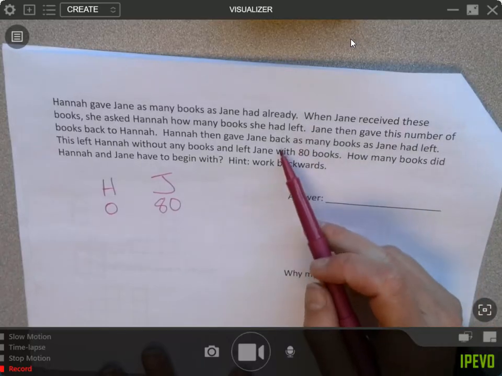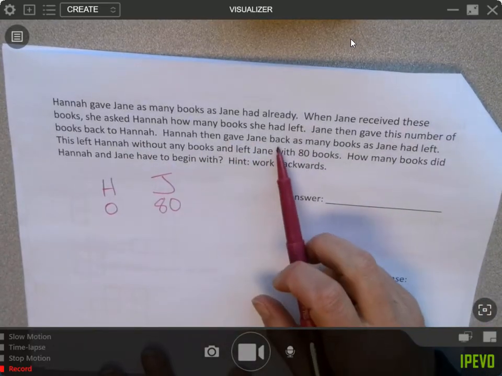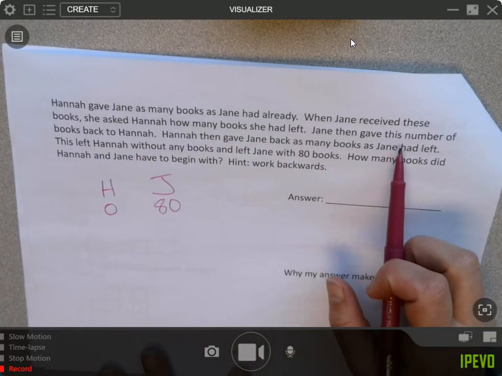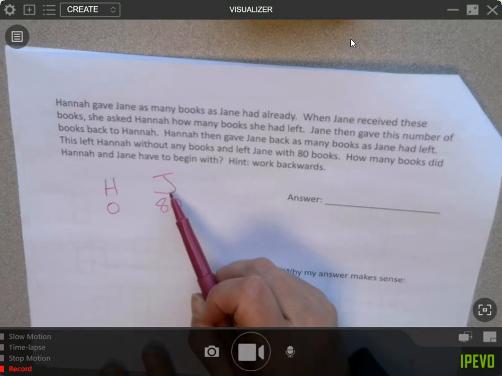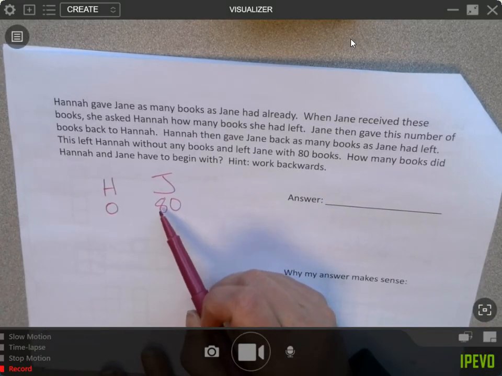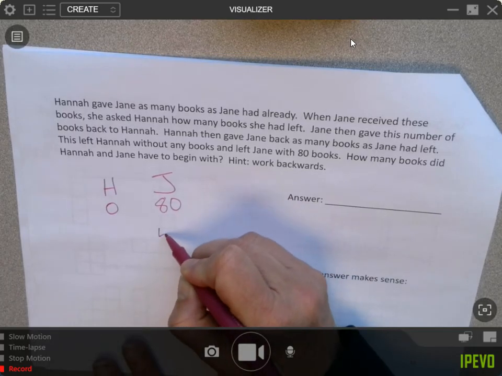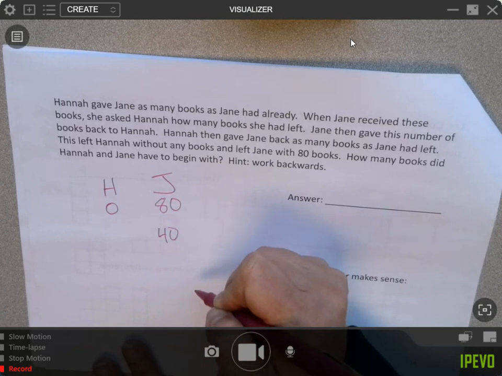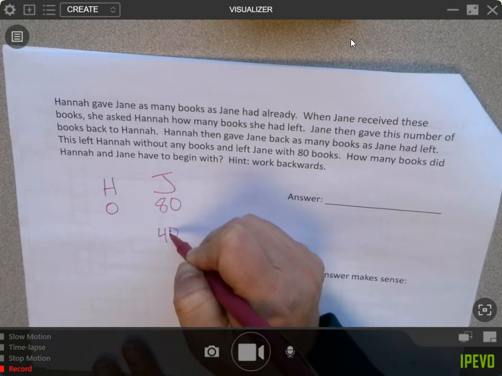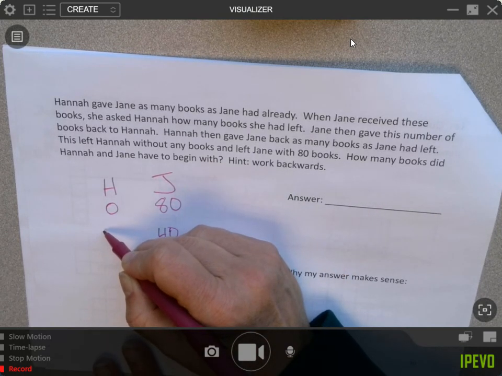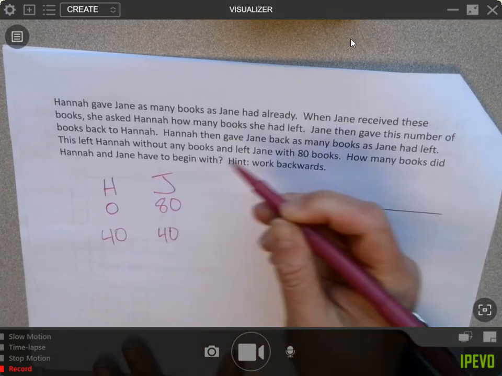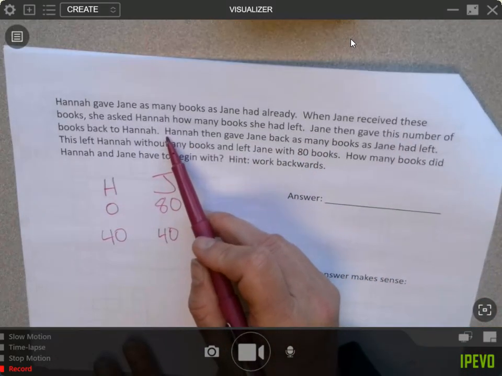So if Hannah gave Jane as many books as Jane had left, and we know that resulted in Jane getting 80, how many did she have before she had 80? If it got doubled with what Jane gave her. Claire? 40. We know there are 80 books total. So if Jane had 40, how many did Hannah have, Amala? 40. So I took care of this.